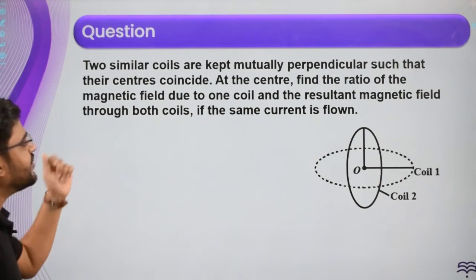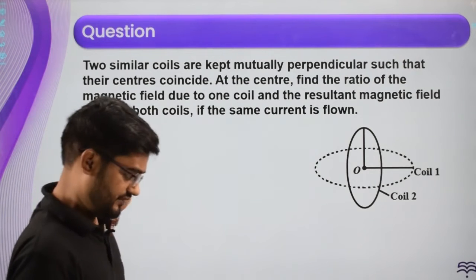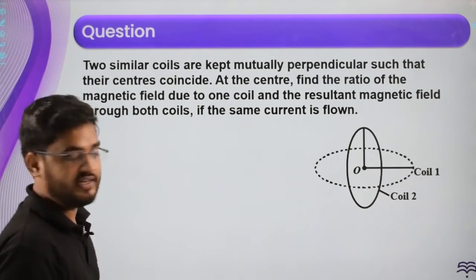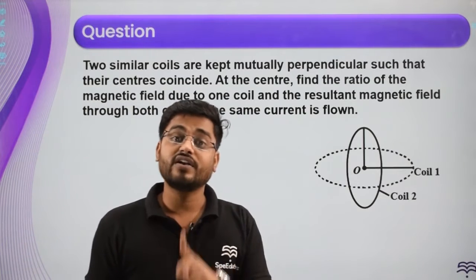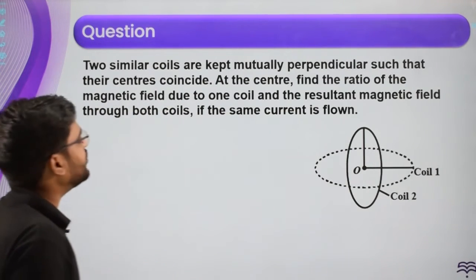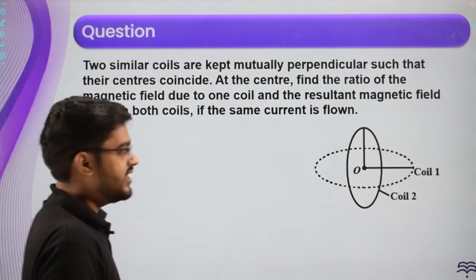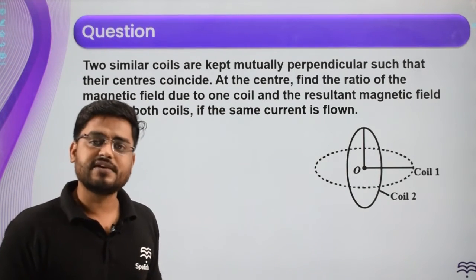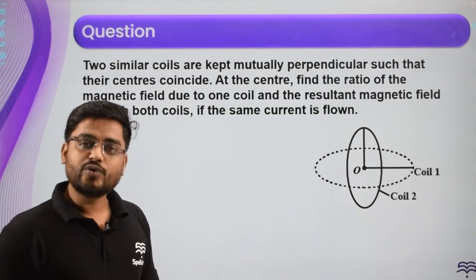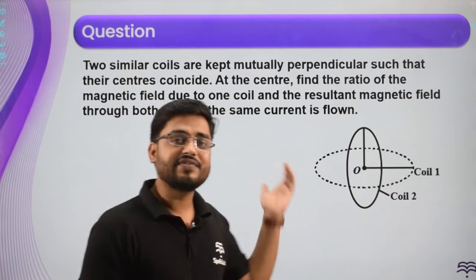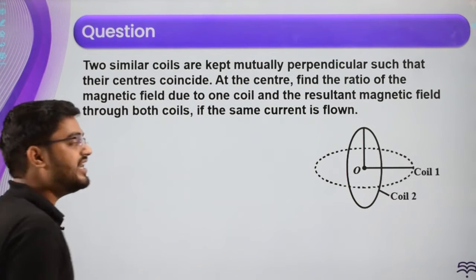Now they are saying that at the center, find the ratio of the magnetic field due to one coil only, and the resultant magnetic field due to both coils if the same current flows. If the same current is flowing, then the magnetic field at the center due to each is going to be the same. It is mu naught I by 2R, and R is the same because they are similar coils. Current is the same, it is given. So let's say the magnetic field due to an individual coil is B.